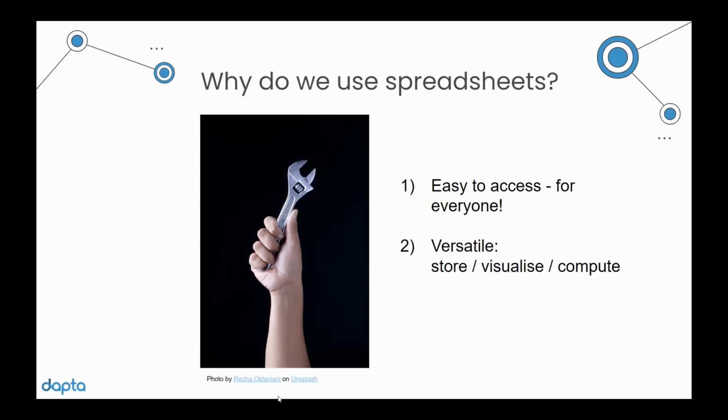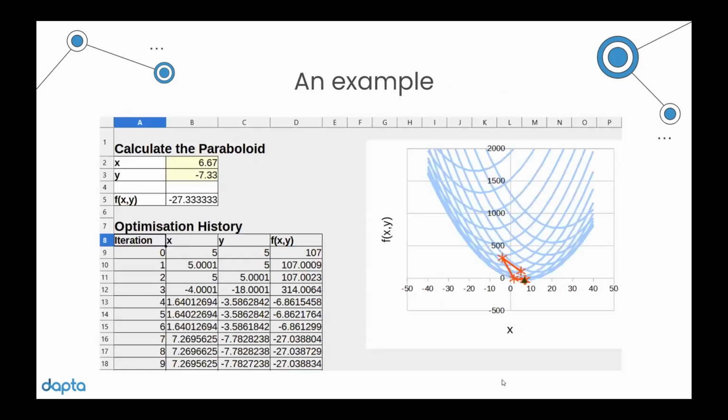It's also a very versatile tool. It allows you to store, visualize, and compute data. In the most basic form, you can actually point and click and enter data manually, but it can also be very powerful when you know how to use macros. Finally, because of these first two reasons, there's a lot of legacy tools, especially in industry, that are built around spreadsheets. So sometimes you just have no choice. So let's go on to an example.